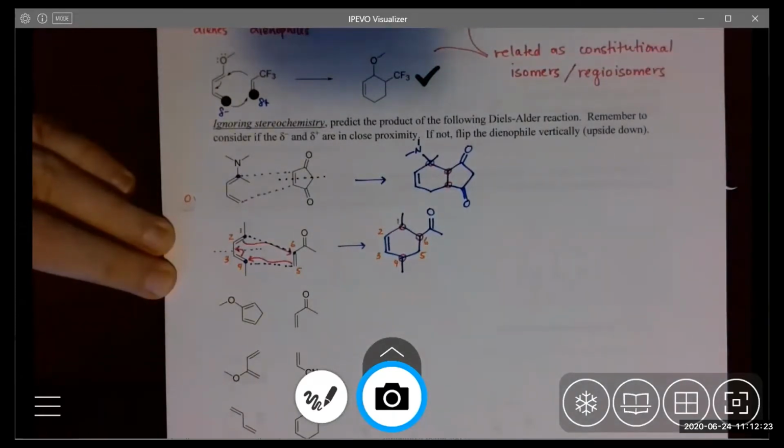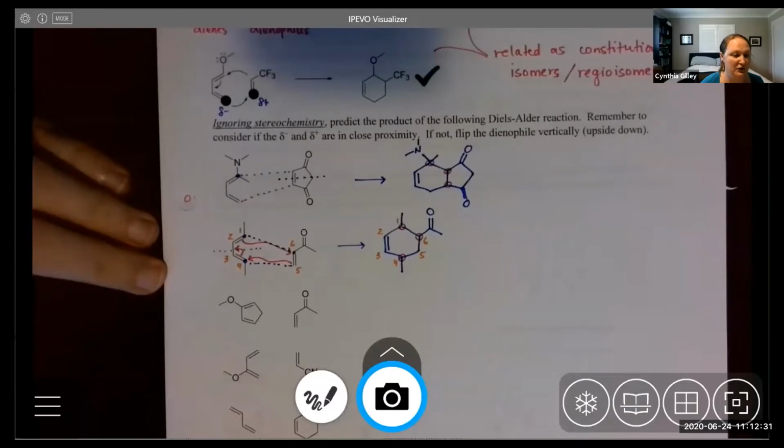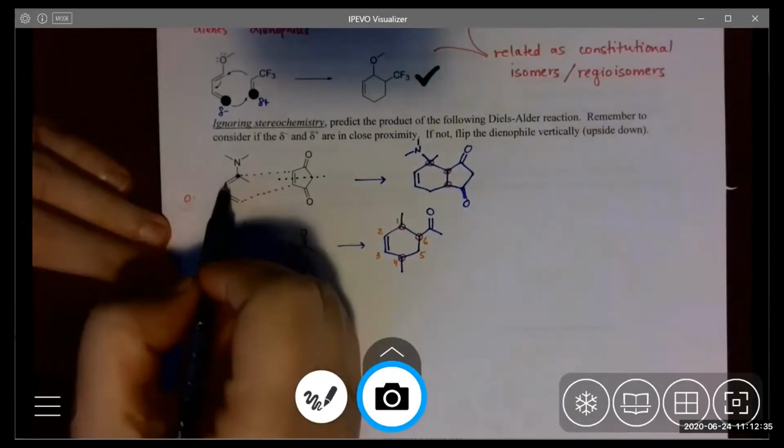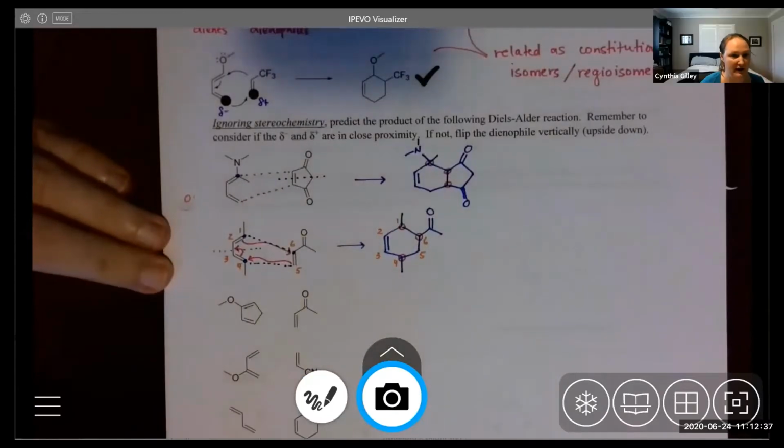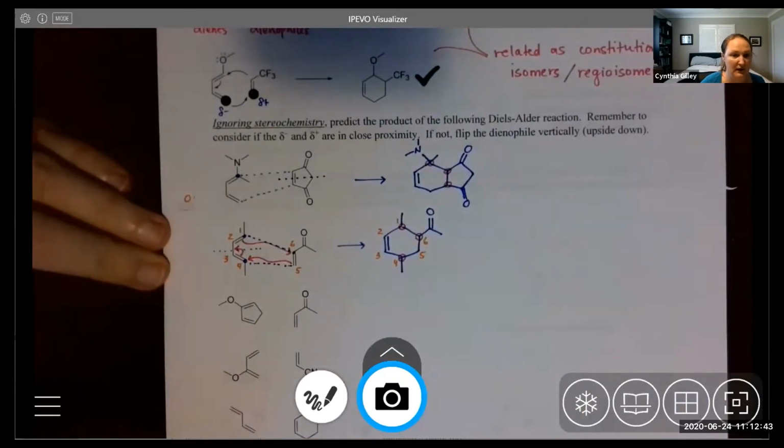Got it. Would you recommend also counting the carbons like you did on the first one, to make sure you don't miss that methyl group that's sticking off? Yeah, double check what is attached to each carbon. And make sure that if it's a non-hydrogen group, that you account for it here. So numbering is helpful.